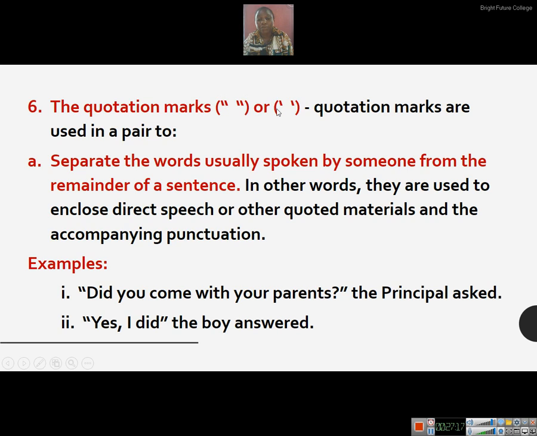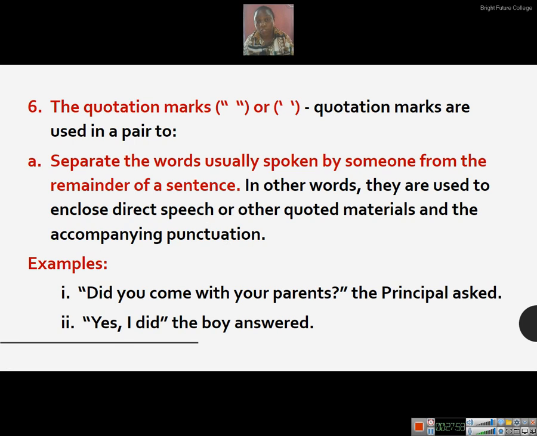If you're making a write-up and you want to use quotation marks, either you use this or this. Do not mix them up. Do not use this in the first quotation and then in the next quotation use this. Either you pick this or you pick this pair to use. So quotation marks are used in pairs to separate words usually spoken by someone from the remainder of a sentence. That is to separate direct speech from other statements. In other words, they are used to enclose direct speech or other quoted materials and the accompanying punctuation.